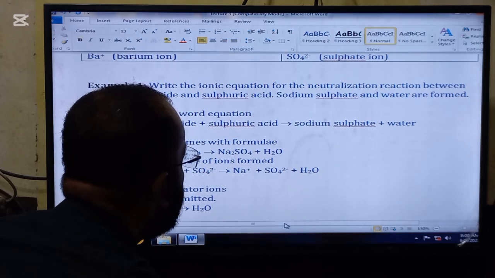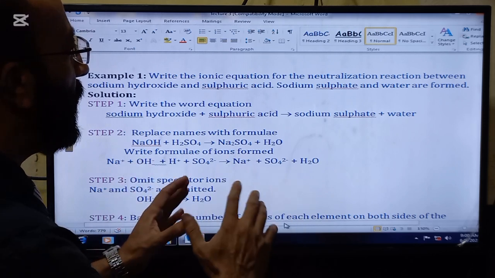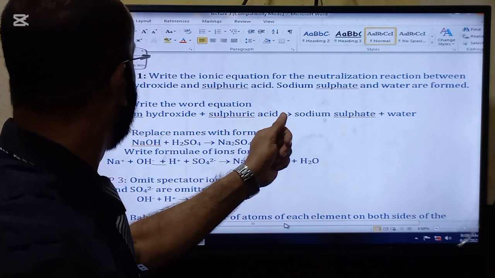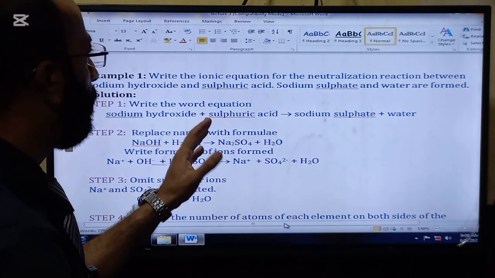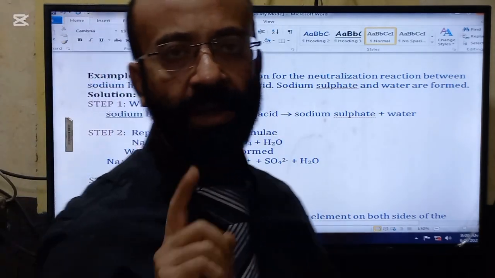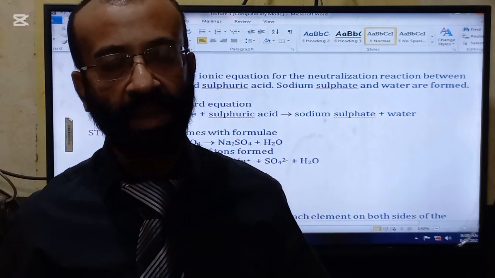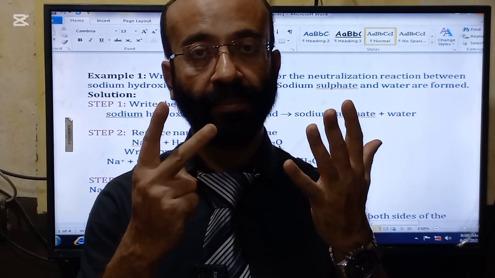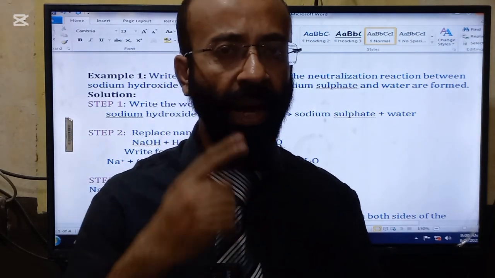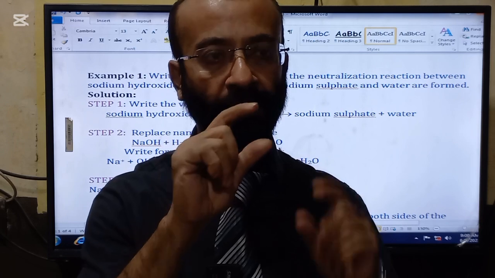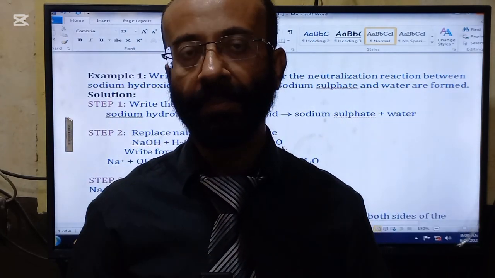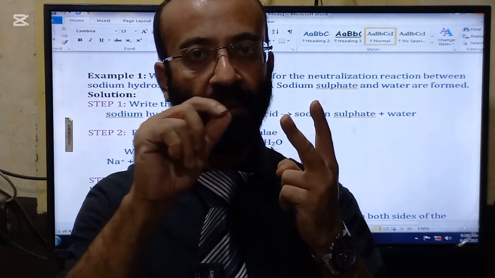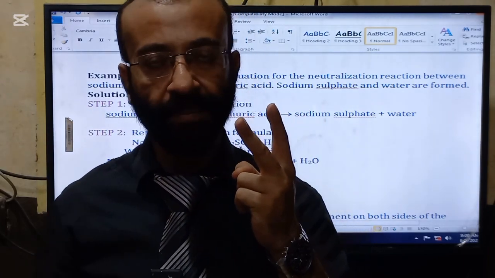Okay, now we are going to read the steps of balancing the ionic equation. Here is an example that we are going to solve. First I'm going to tell you the number of the steps. This is actually a 7 steps procedure. First step will be write the word equation of the chemical reaction. Second step will be write the formulas of the word equation of the chemical reaction.